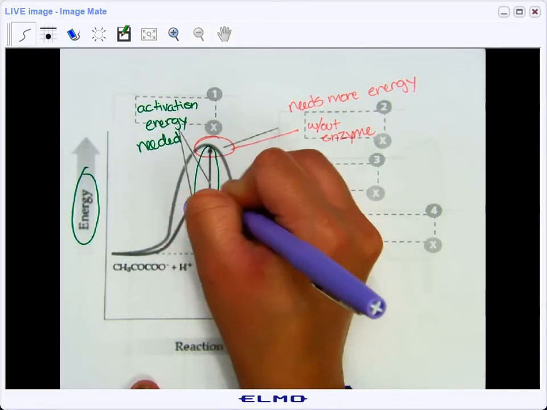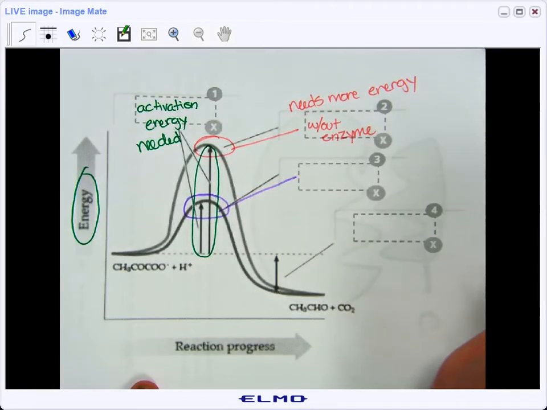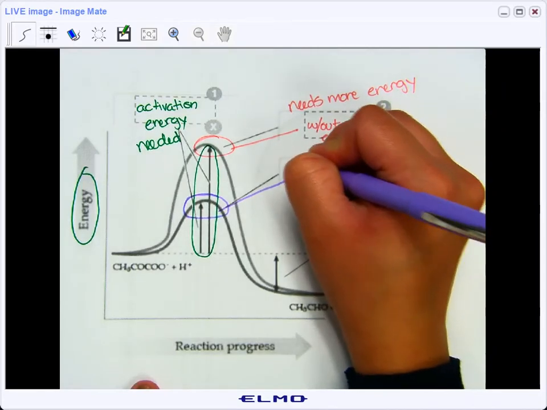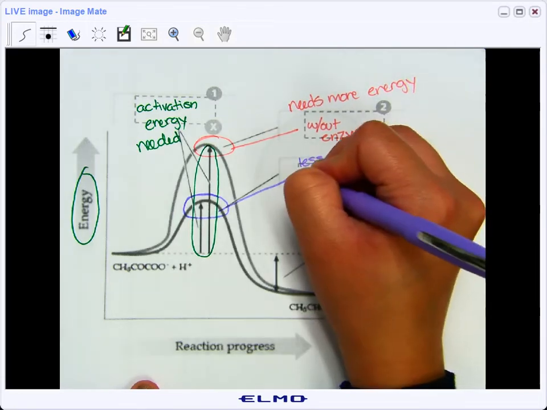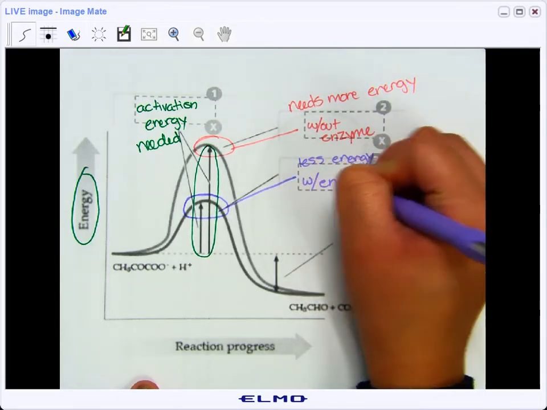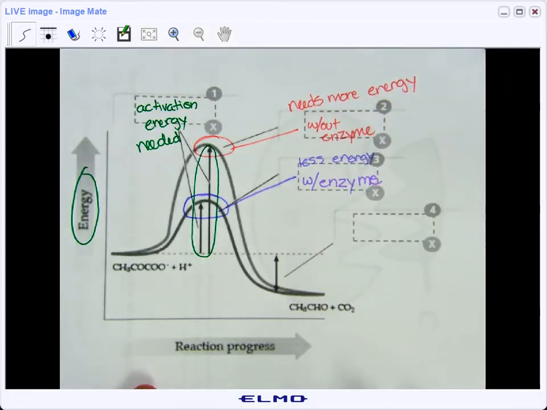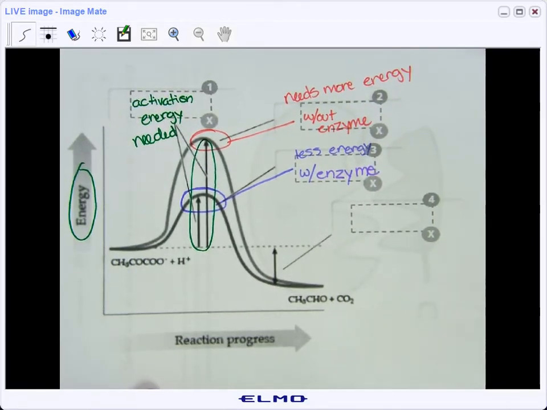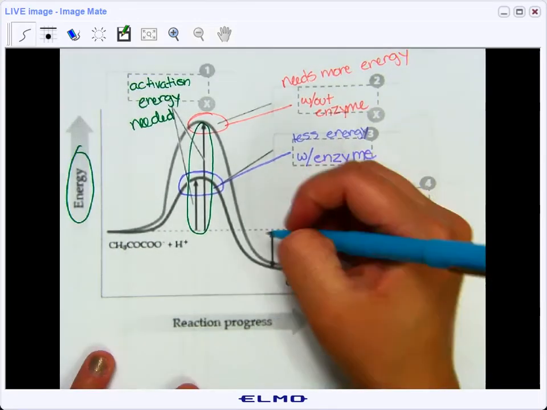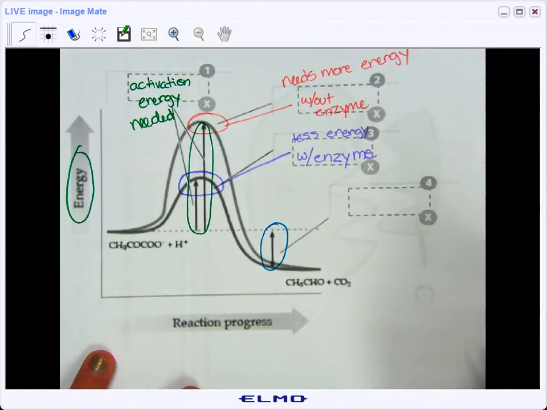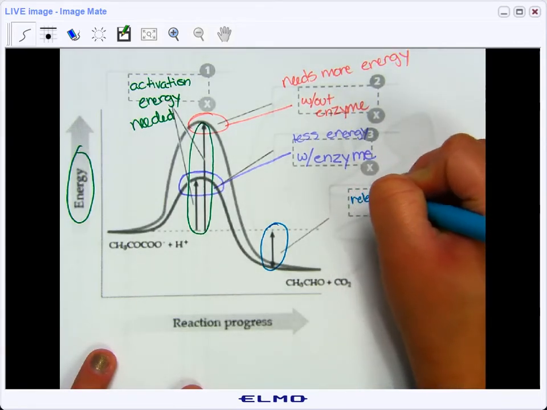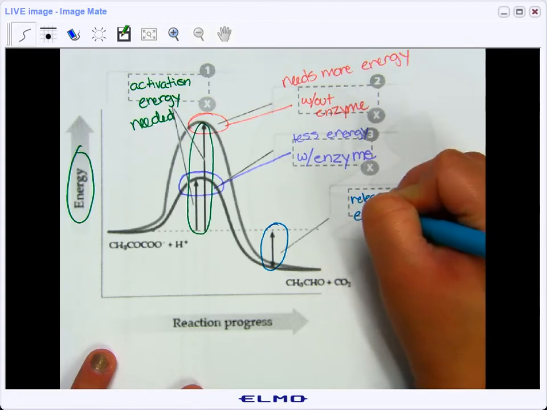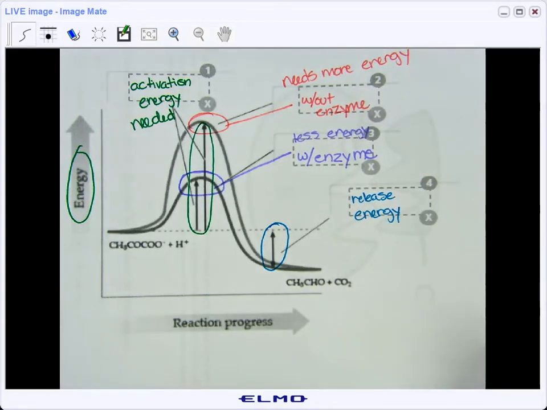The lower one needs less energy, and that's because it has the help of an enzyme. It has an enzyme, so it does not need as much energy to get the products created. Finally, after the reaction's done, we're going to release our energy. Our energy released.